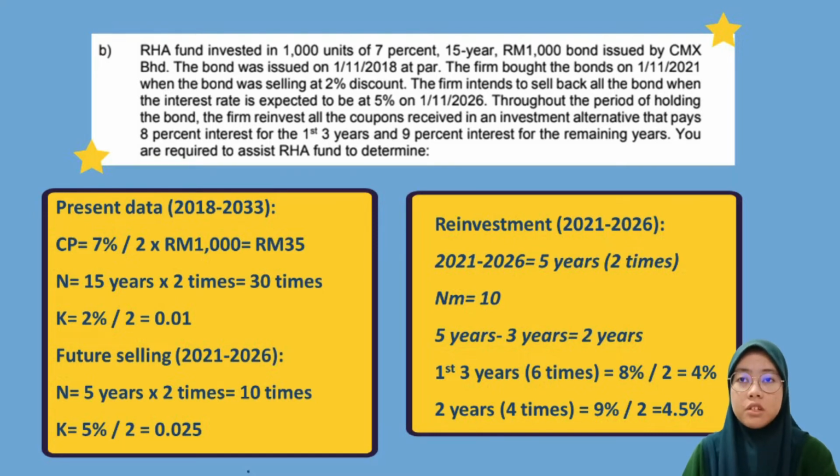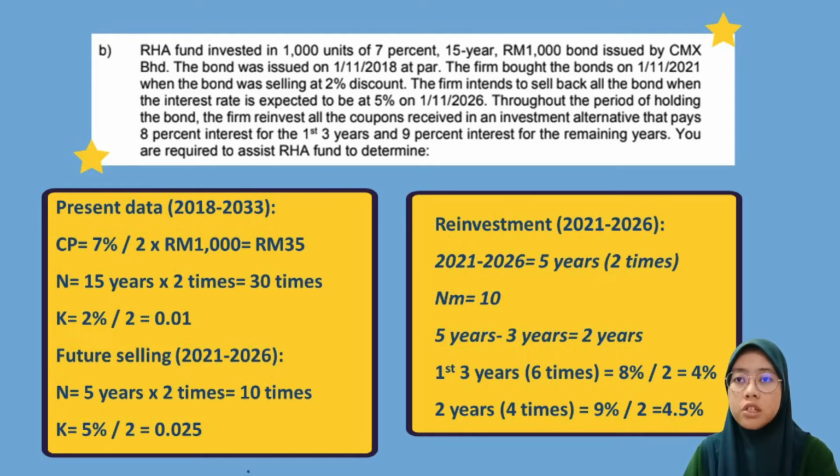Firstly, let's read the question together. RHA Fund invested in 1,000 units of 7% 15-year RM1000 bond issued by CMX Berhad. The bond was issued on 1 November 2018 at par. The firm bought the bonds on 1 November 2021 when the bond was selling at 2% discount. The firm intends to sell back all the bond when the interest rate is expected to be at 5% on 1 November 2026. Throughout the period of holding the bond, the firm reinvests all the coupon received in an investment alternative that pays 8% interest for the first 3 years and 9% interest for the remaining years. You are required to assist RHA Fund to determine their total yield for this bond investment.